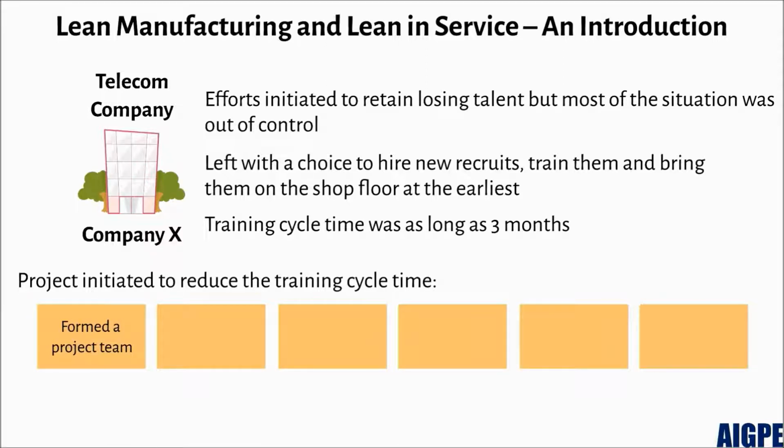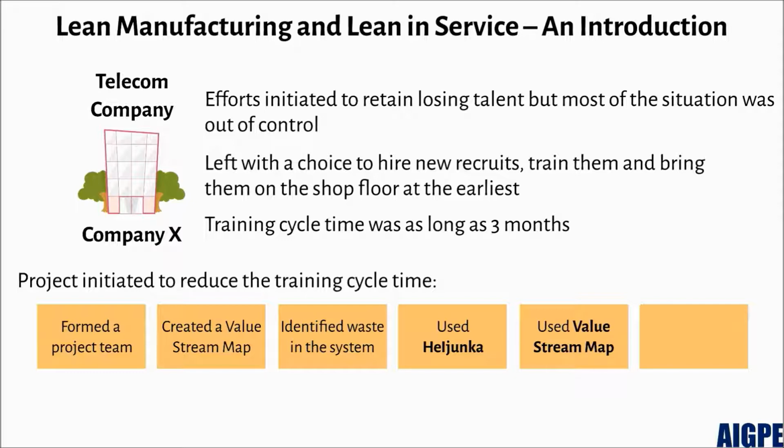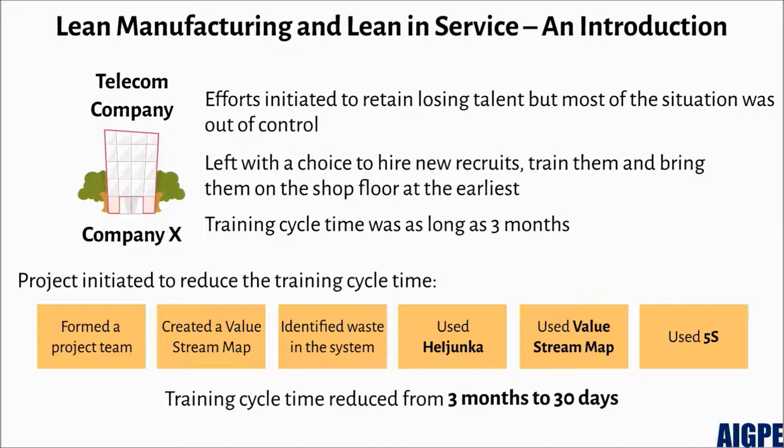They formed a project team, created a value stream map of the 3 month long training, identified waste in the system, and focused on eliminating that waste. They used lean tools such as Heijunka, also known as load leveling, value stream map, and 5S to cut down the training cycle time from 3 months to 30 days. That's a reduction of almost two thirds of the cycle time. Wow.